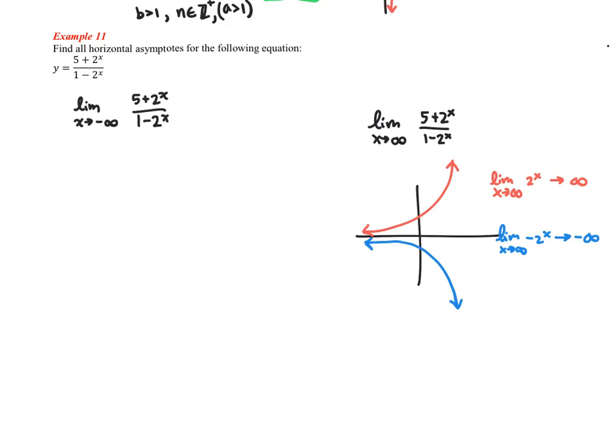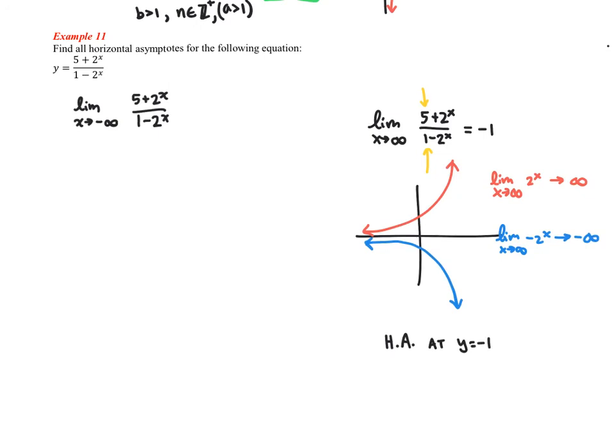Now, as those numbers increase in magnitude, we'll notice that the 5 and the 1 become very insignificant. Therefore, this limit would go to negative 1. Thus, we've got a horizontal asymptote at y equals negative 1.